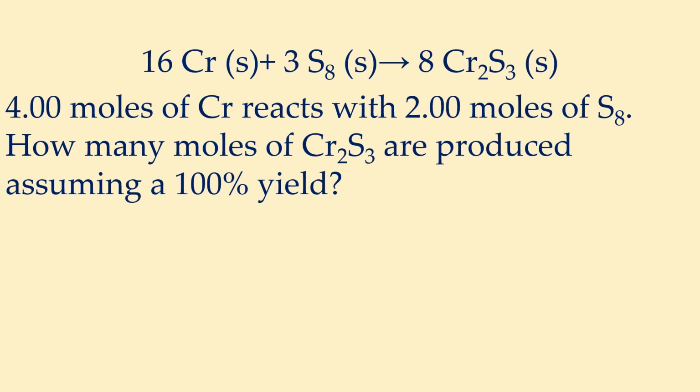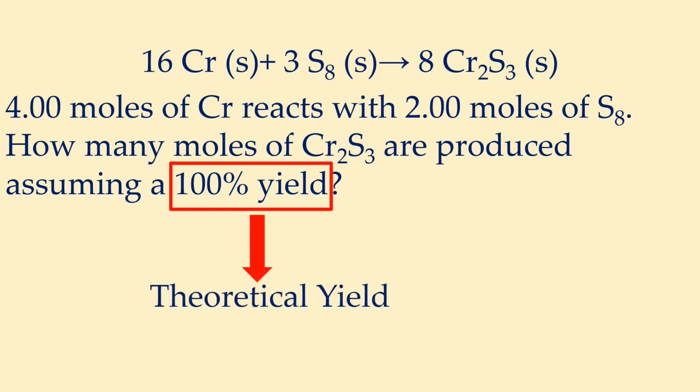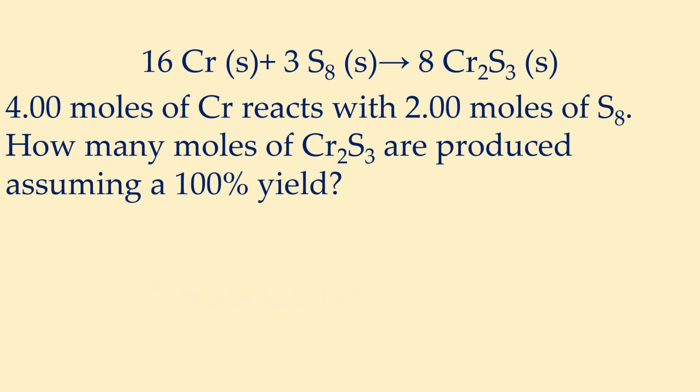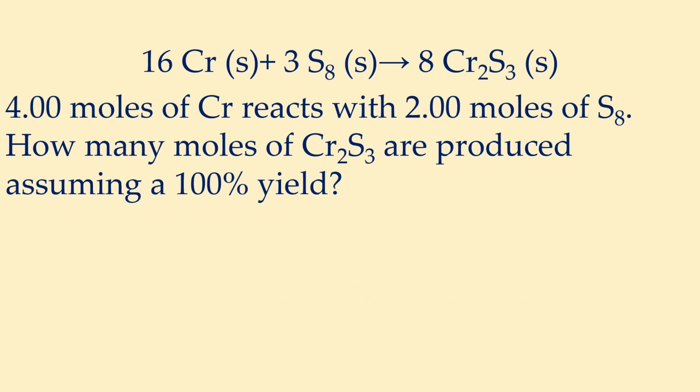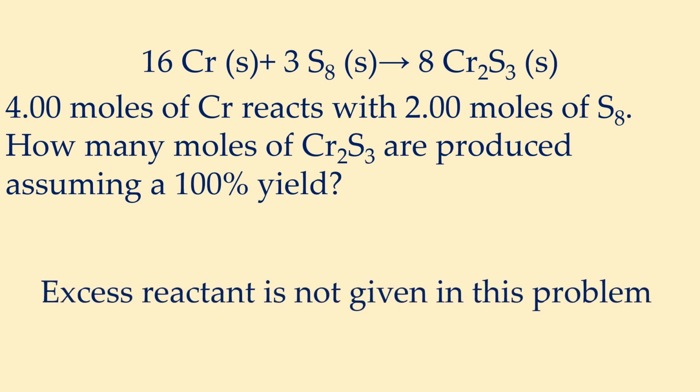Let's recognize a few things. First, we are asked to find how many moles of chromium-3 sulfide are produced, assuming a 100% yield. This means we are looking for the theoretical yield. Next, to find the product, we need to know the limiting reactant. Stoichiometry problems will sometimes tell the reader which reactant is in excess, but the excess reactant is not given in this problem.